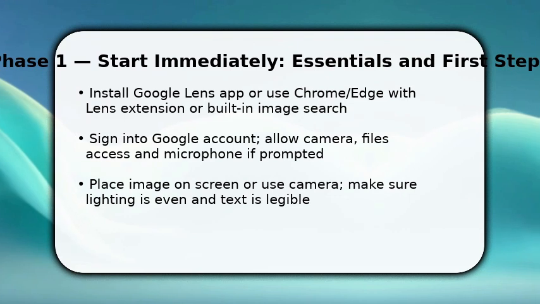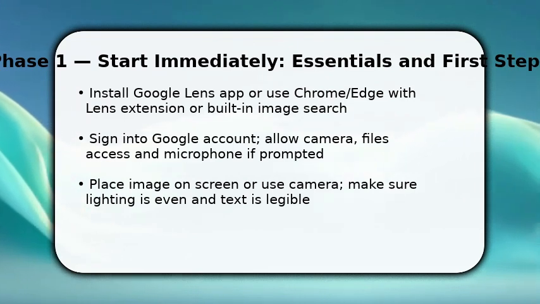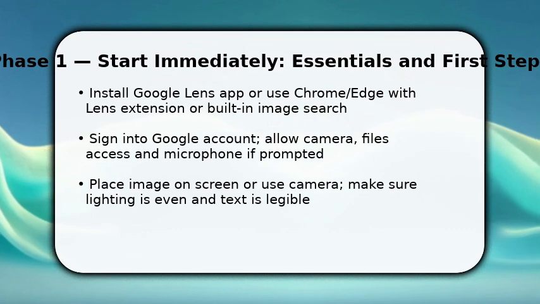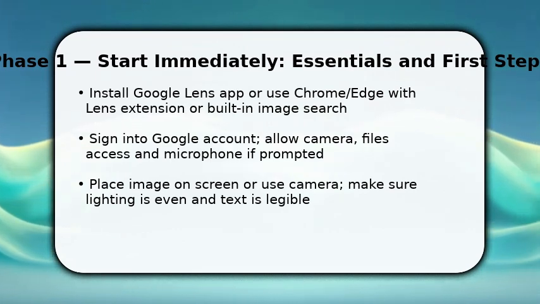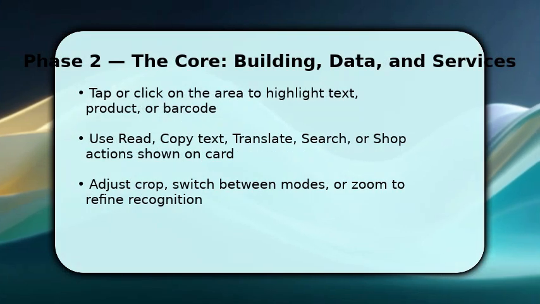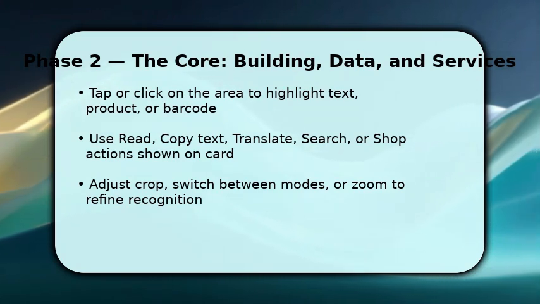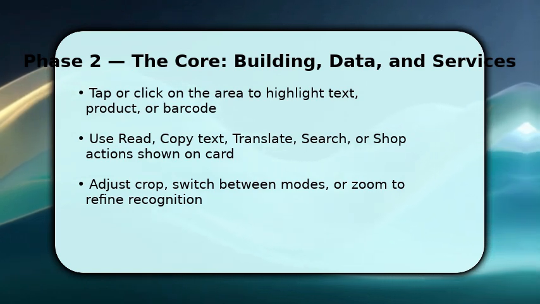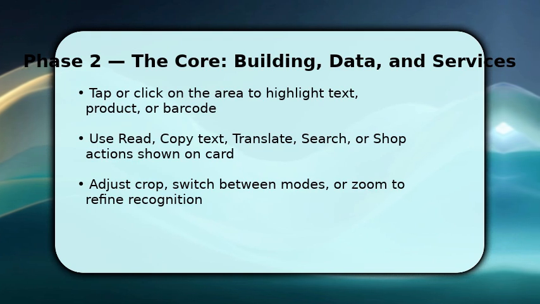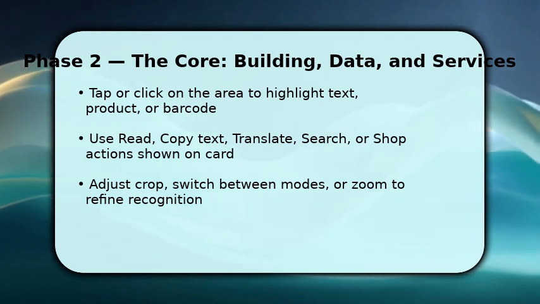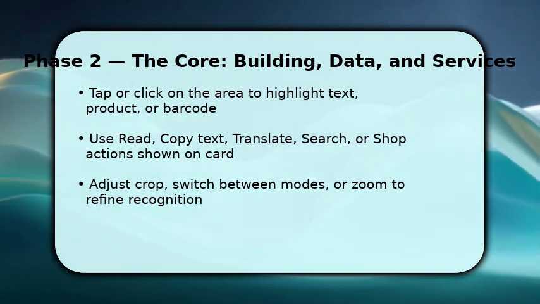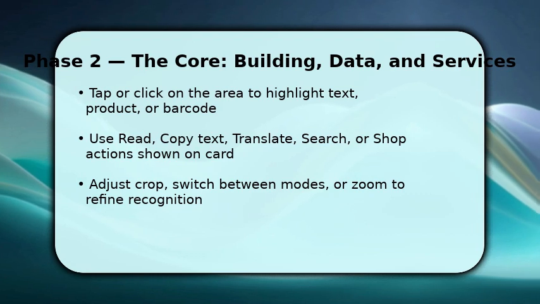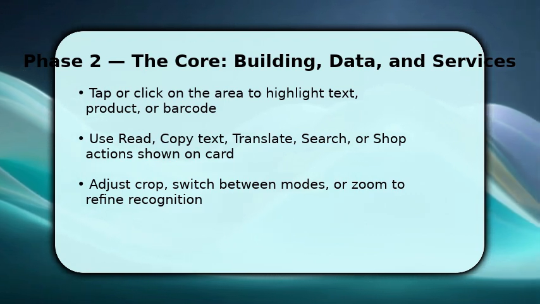Now open Lens, choose photo or camera mode, and move in slightly if text or details are small. This increases recognition accuracy. Once Lens analyzes the image, click to select the specific area you want, a paragraph, product label, or QR code, because focus selection yields better results. Then choose an action. Copy text to clipboard, translate to another language, search for similar images, or shop for product links. Each action is designed for a different outcome.